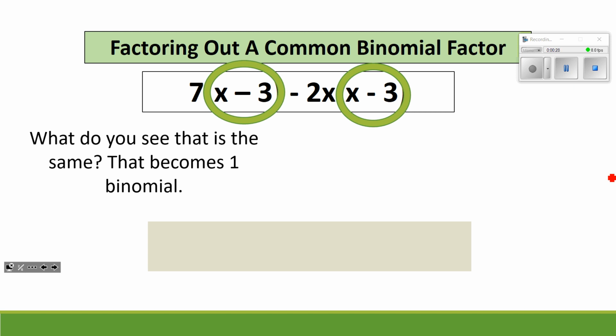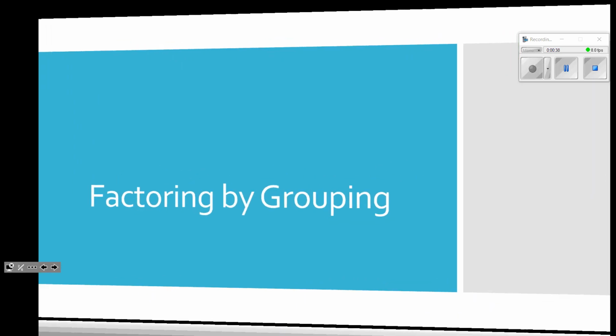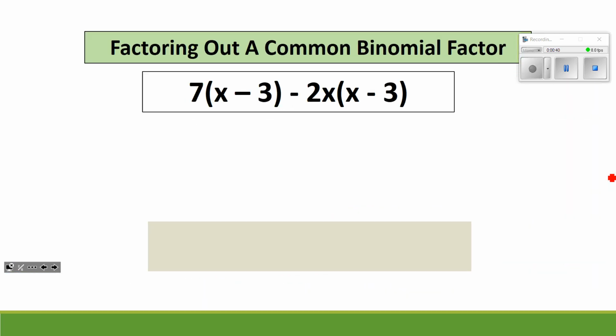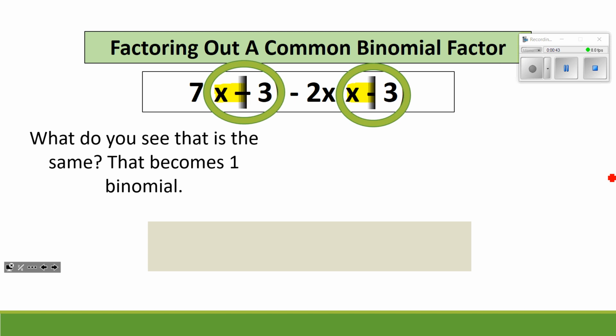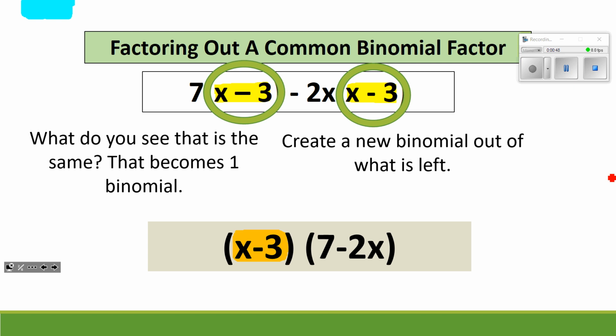I call this looking for the magic. You're always going to have identical binomials after it's been partially factored. And then what we're going to do is look at what is left. On the outside, we have a 7 and a minus 2x. We're going to use what's outside, what was factored out, and create another binomial by putting them together. So we're basically creating two binomials.